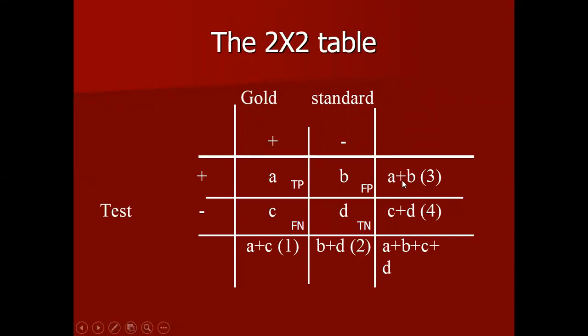Don't mix it up with A over A plus C. A over A plus C is sensitivity. Right? Sometimes students mix up sensitivity and positive predictive value. They tell us slightly different things. So out of all the people who are positive by the test, how many are truly positive?